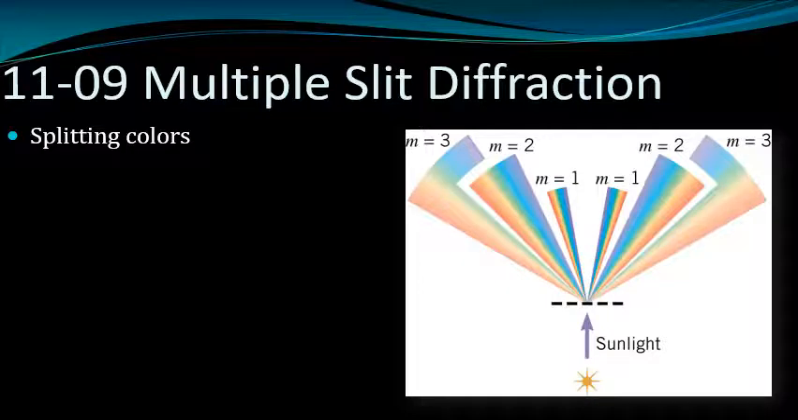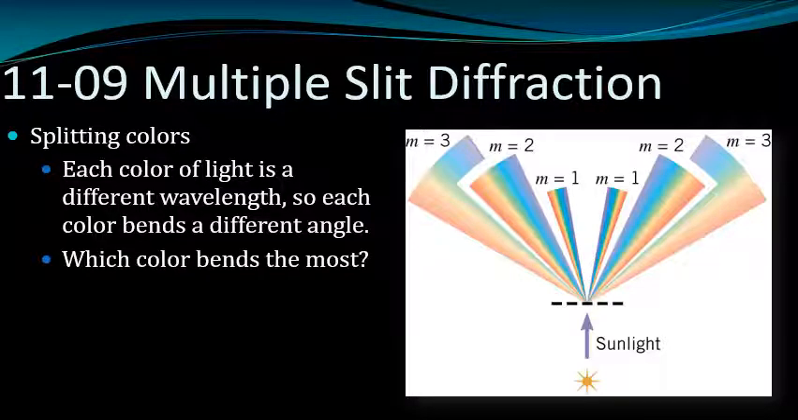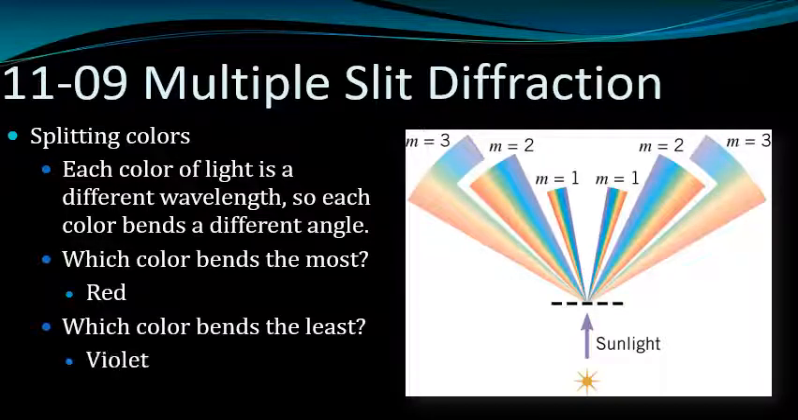Diffraction gratings can be used to split colors. Each color of light is a different wavelength, so each color bends at a different angle. Which one appears to bend the most? Well, looking at the picture, red appears to bend the most, and violet appears to bend the least.